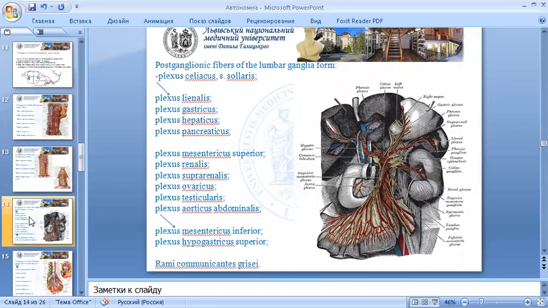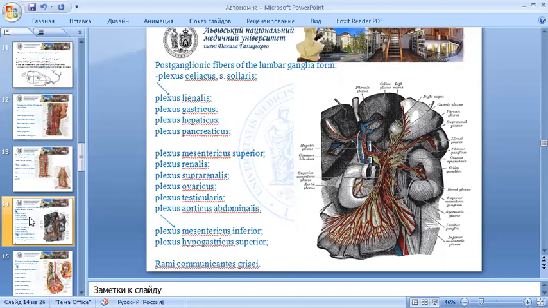Postganglionic fibers of the lumbar ganglia form, first of all, one of the biggest plexuses in the abdominal cavity. It is the plexus celiacus, or solaris. The plexus is formed by the greater and lesser splanchnic nerves, which are the postganglionic fibers of thoracic ganglia. It is created by the postganglionic fibers of the lumbar ganglia, like we said a few minutes ago, plus fibers from the anterior and posterior vagal trunk. This celiac plexus passes all its branches which are related to the celiac trunk.